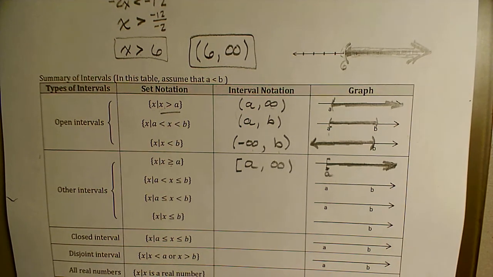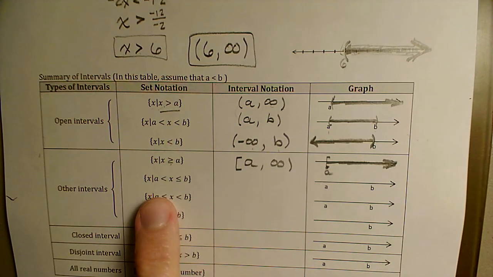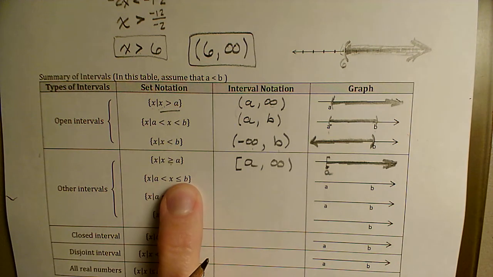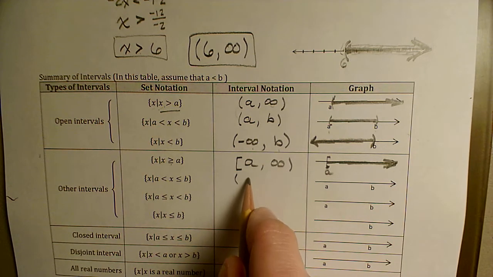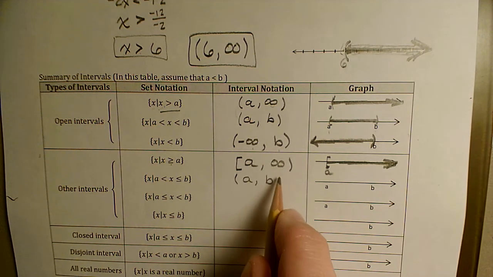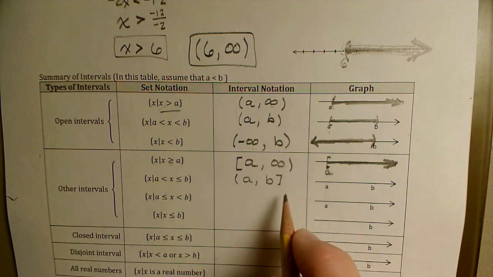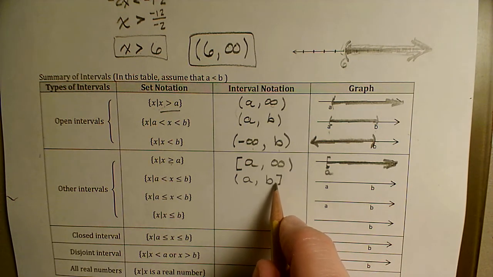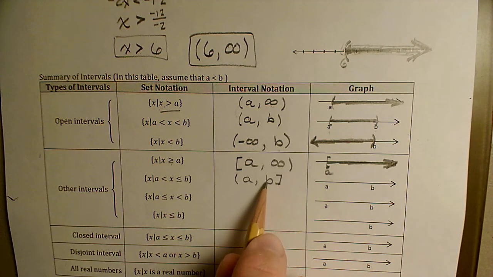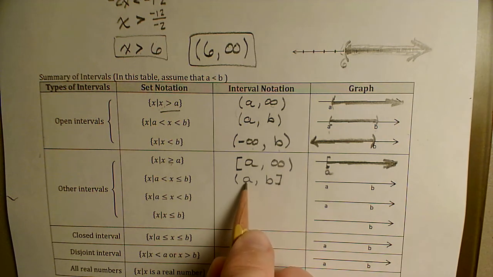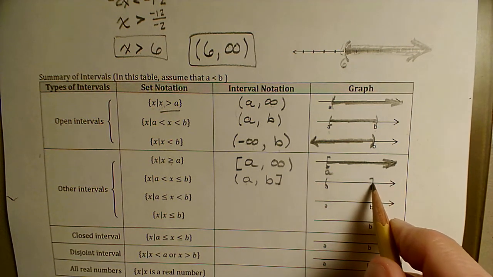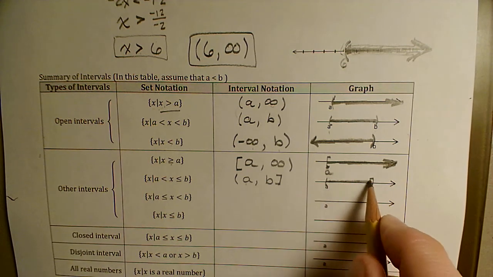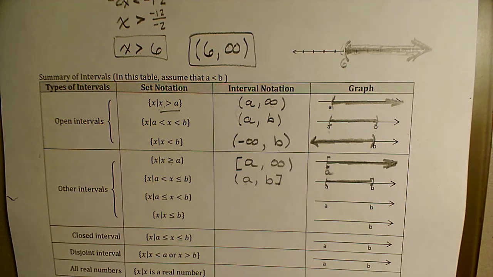All right. The next one is greater than a, but less than or equal to b. So that's going to be a parenthesis at a, comma, b, and then a square bracket on the end of b, because that's inclusive of b, but not inclusive of a. So put a parenthesis at a, a square bracket at b, and shade in between.